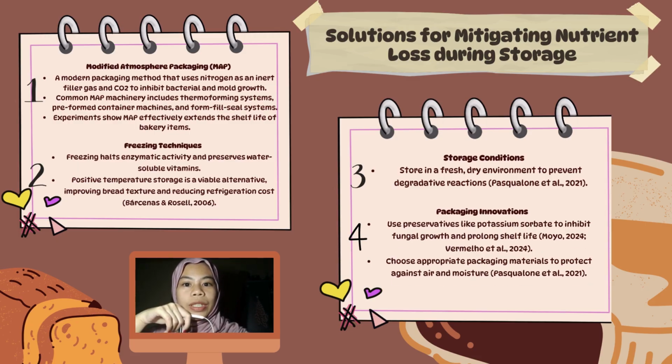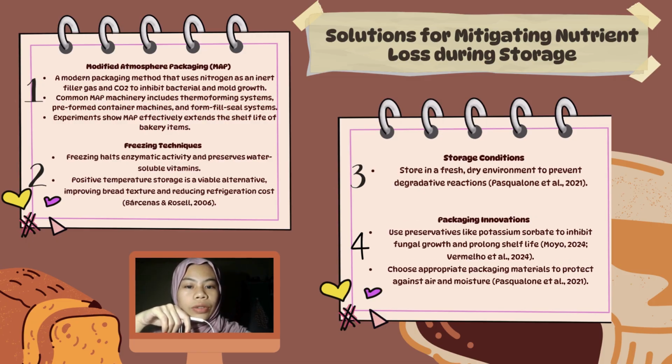Next, adding preservatives like potassium sorbate effectively inhibits fungal growth and extends shelf life. Choosing the right packaging materials also protects foods from air and moisture, preventing nutrient degradation. Meanwhile, proper storage conditions such as a cool and dry environment are critical, especially for baked goods like biscuits. For longer storage duration, freezing is highly effective. It halts enzymatic activity and preserves water-soluble vitamins.